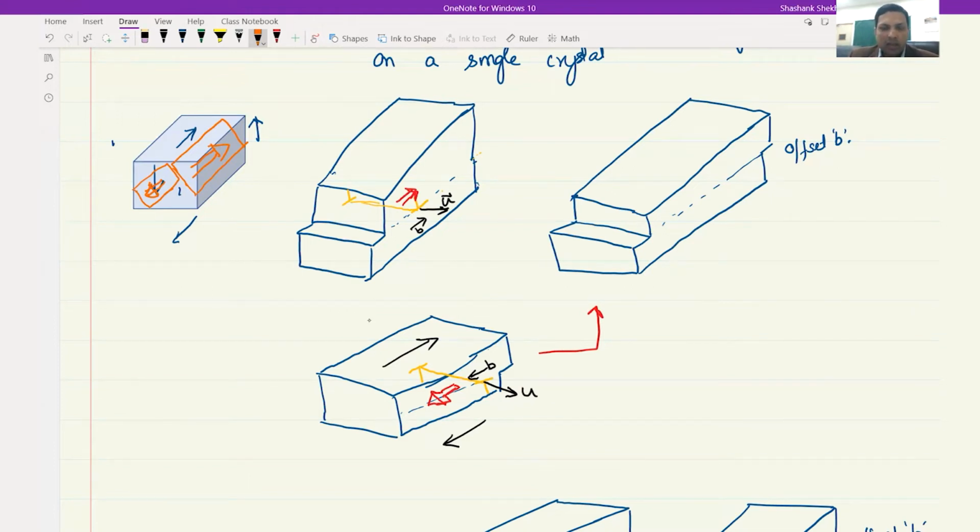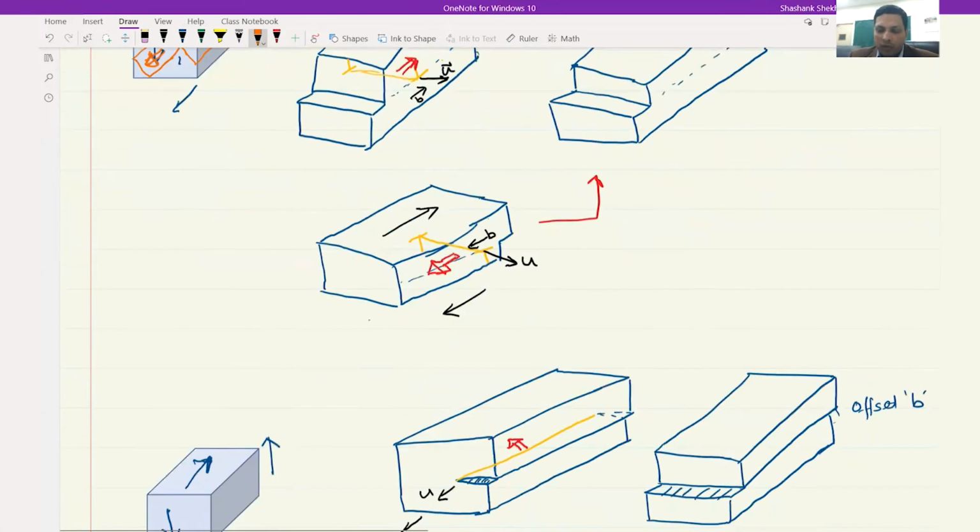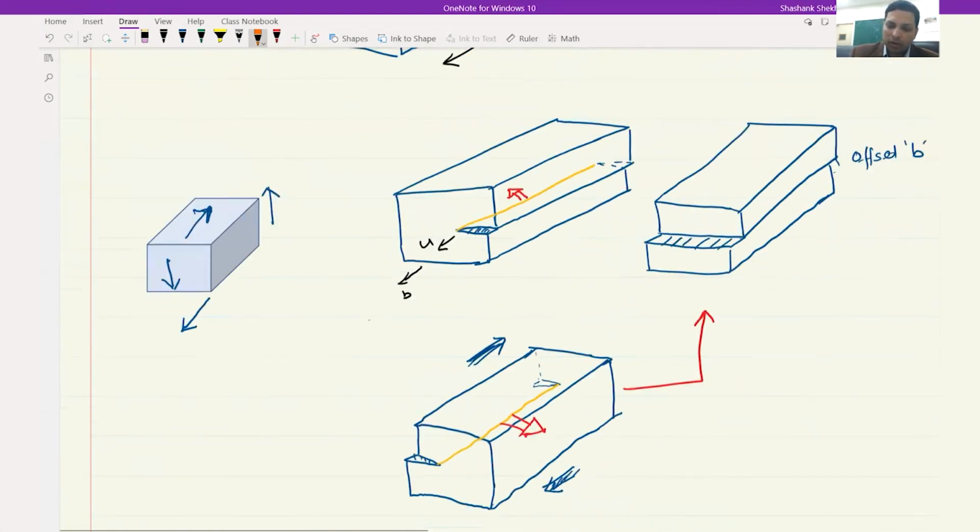This is for the edge dislocation. This particular plane is uniquely defined. It is defined by the Burgers vector and the line vector. So you can see both of them are perpendicular, which means there is one and only one unique plane where this dislocation can glide. However, the things become very different when we have a screw dislocation.